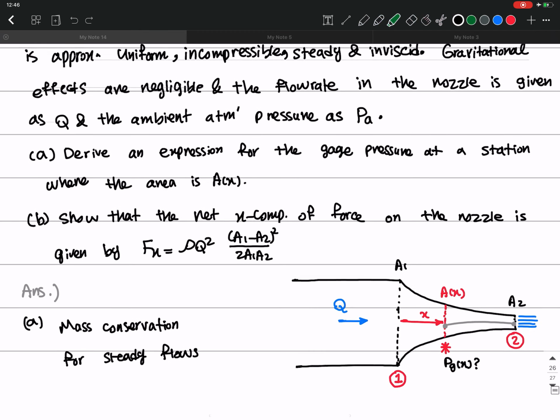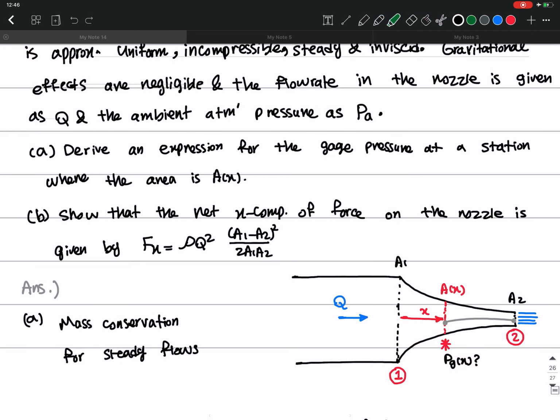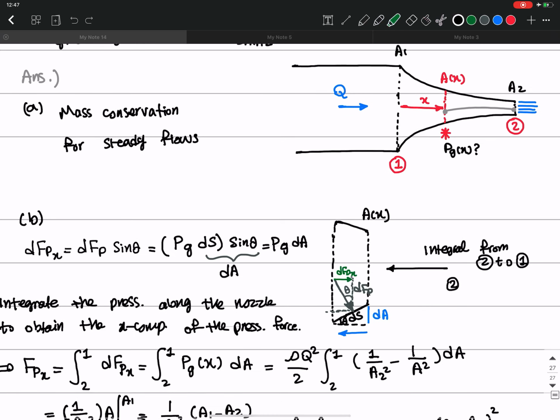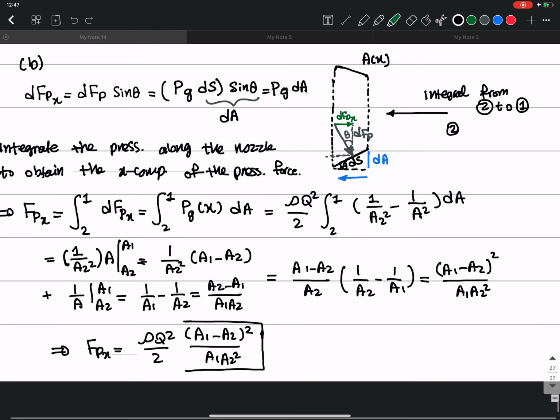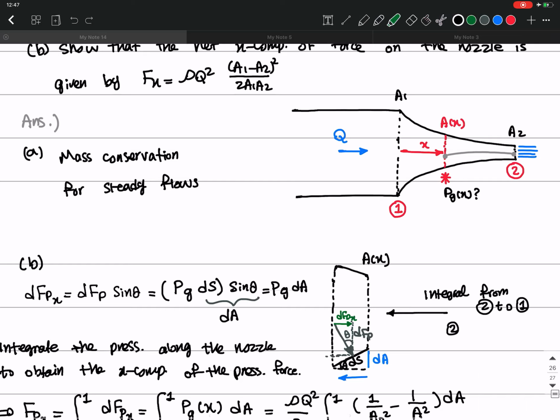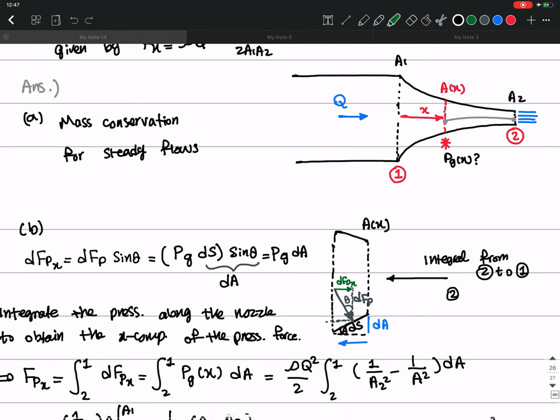And then we solved an example that we had for this nozzle to find both the pressure force in the x component and also find the gauge pressure using the Bernoulli equation, the momentum equation, and the mass conservation equations, right? So this is what we did in today's lecture.